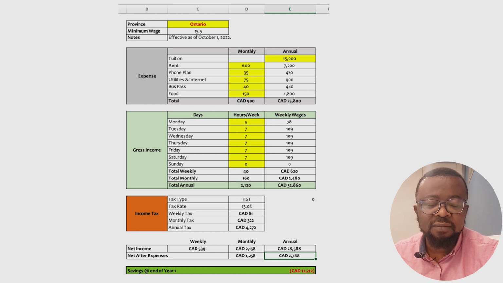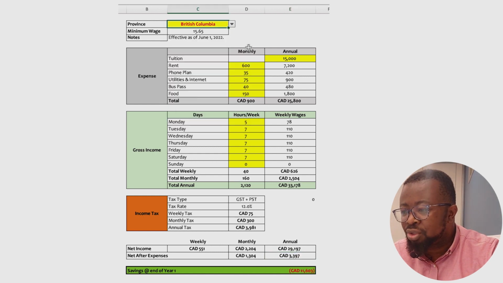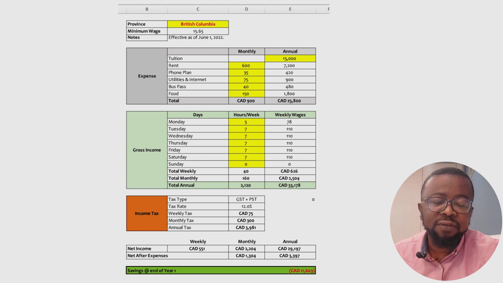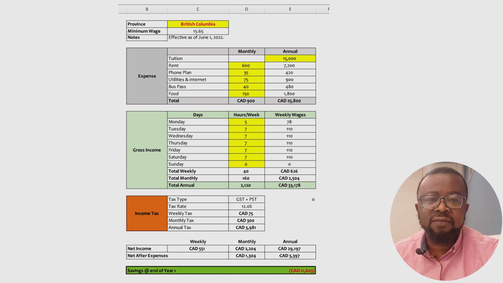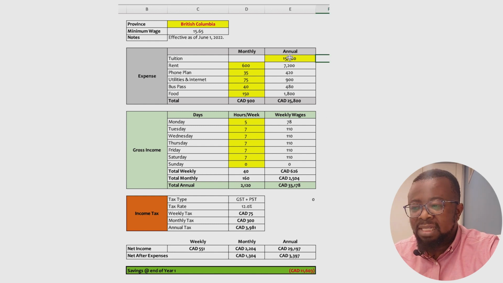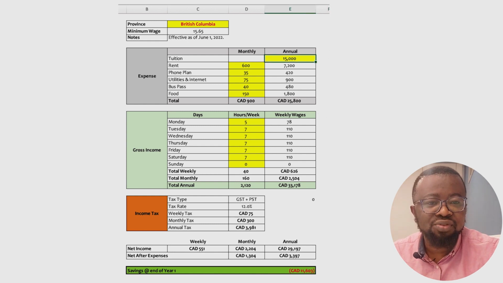$2,788 at the end of the year. And if the person decides to go to British Columbia, he ends up with $3,397. So how can this person reduce his expenses and possibly end up being able to pay himself through studying in Canada? We realize that one of the major expenses that the person is incurring here is tuition fee.